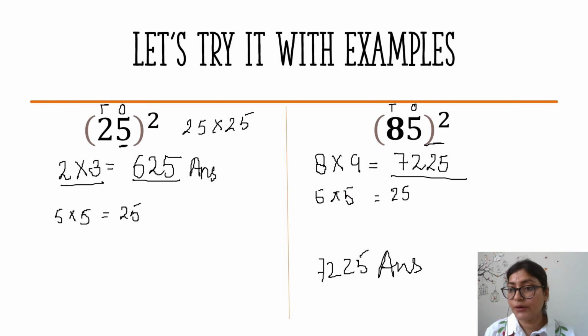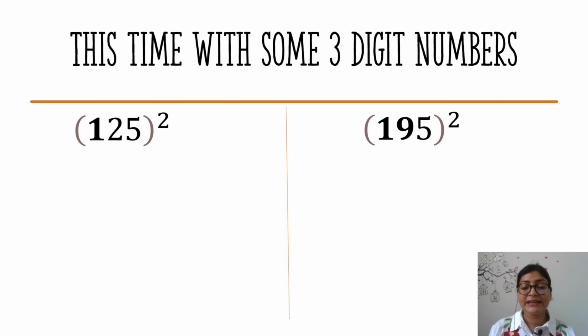Okay. Now, let's try this time with some 3-digit numbers. The first number that we have here is 125. We need to find out its square. That means we need to find out what is 125 multiplied by 125. So we have 5 written at the 1's place. And then what do we have before this 5?